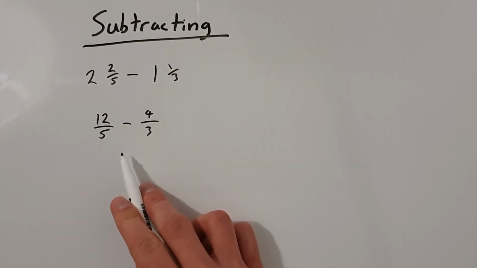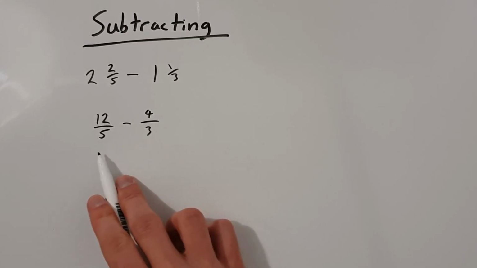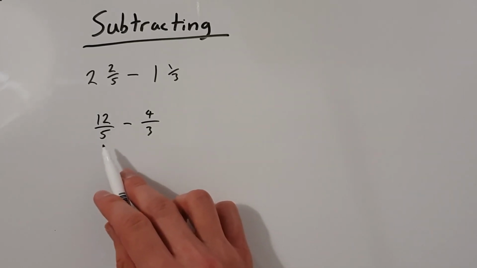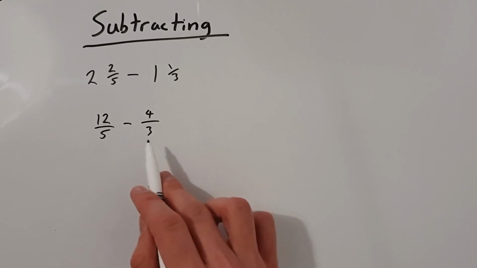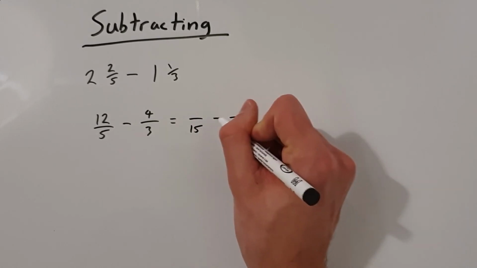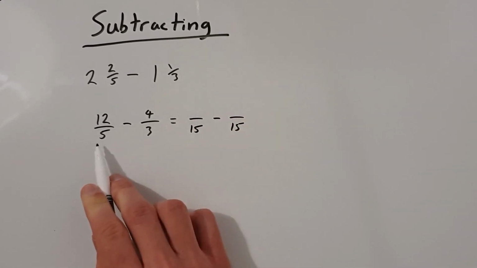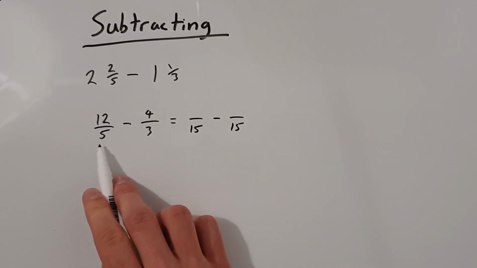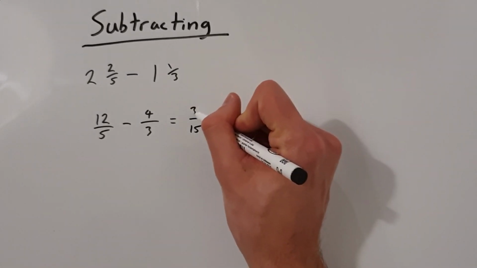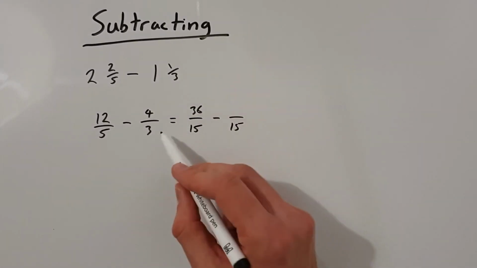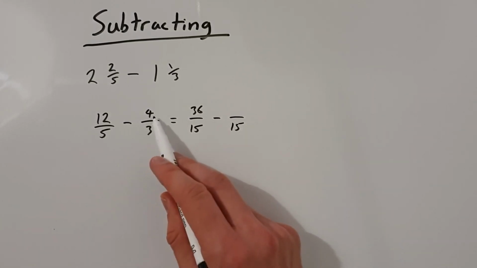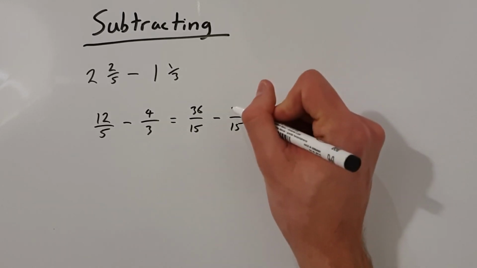Okay, so now we've converted them into improper fractions. We'll now look at what common denominators we can have. So we want a number which 5 and 3 will both go into. So let's think 5, 10, no, 15, yes. So this will then become two fractions that are both over 15. And we'll think, what do we times the 5 by to get 15? It was by 3. So we must also times the top number by 3 as well. So 12 times 3 is 36. And then what do we times 3 by to get 15? And that is by 5, so we must times the top number by 5 as well. So 4 times 5 is 20.